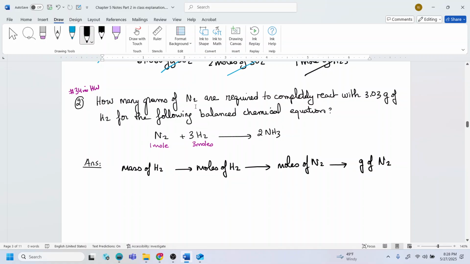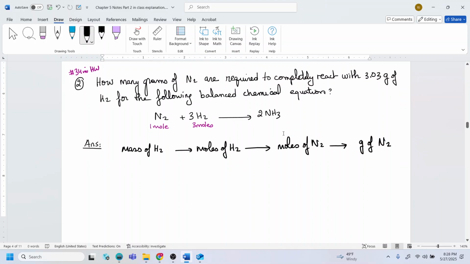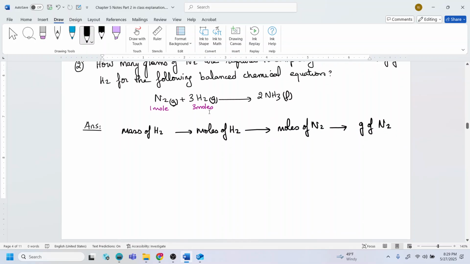So how many grams of nitrogen are required to completely react with 3.03 grams of hydrogen? So I'm reacting N2 plus H2, okay? This one is going to be a combination reaction. N2 plus H2, and I'm going to form ammonia. So I'm reacting nitrogen gas and hydrogen gas, and I'm forming ammonia liquid. You don't need to know, but normally I would give you the physical state for each one of those.